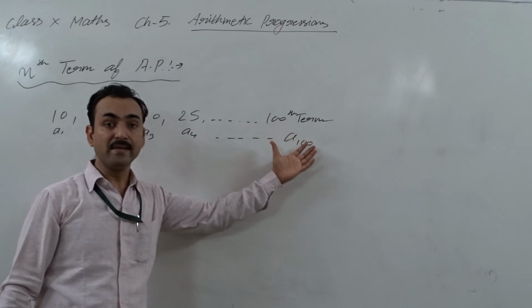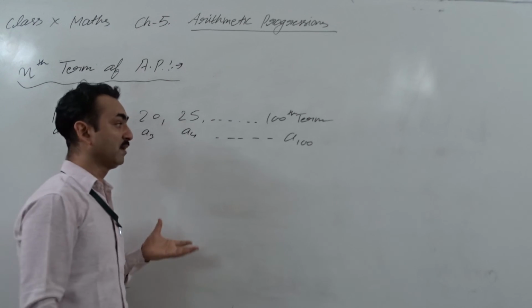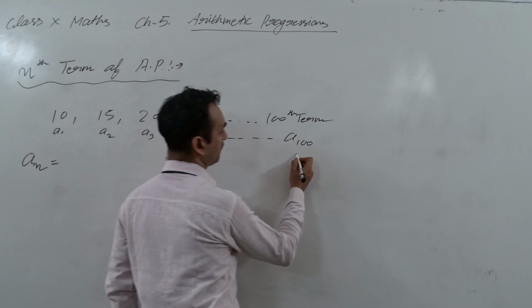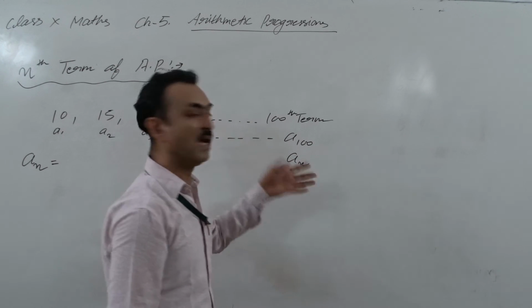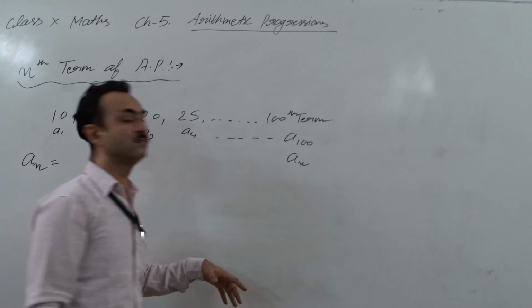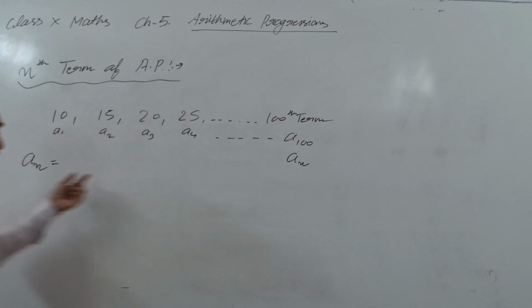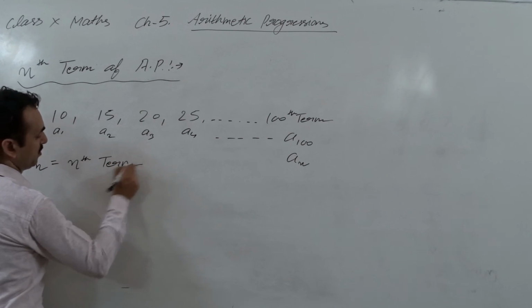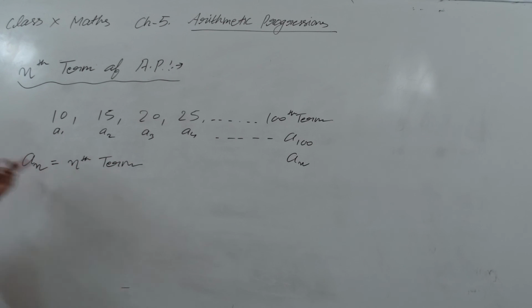So there is a basic concept for how we can find it. The nth term is denoted by An. N may be any number: the 100th term, 50th term, 60th term, 1000th term. So we make a variable for the nth term. This is the meaning of the nth term. What is the variable for the nth term? A with a small n as subscript. Remember, this is the variable for the nth term.